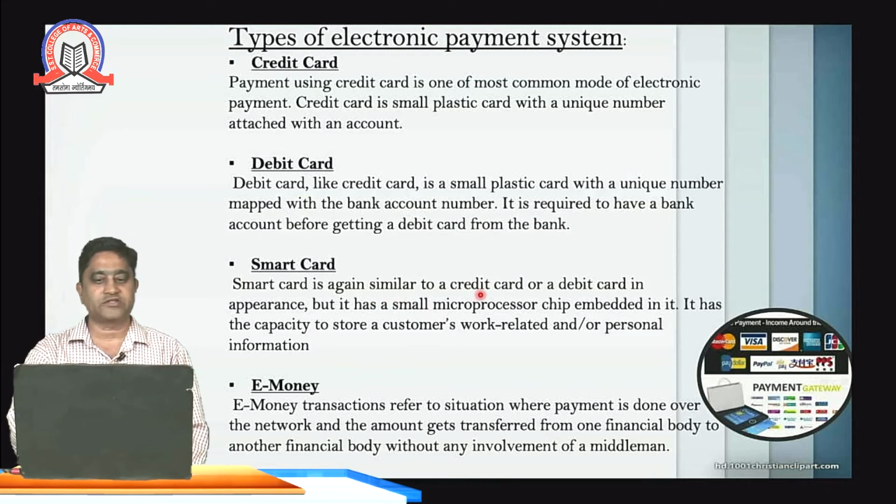A smart card is again similar to a credit card or a debit card in appearance, but it has a small microprocessor chip embedded in it. It has the capacity to store customer, work related or personal information, as we do through the Aadhaar card. E-money transaction refers to the situation where the payment is done over the network, or the amount gets transferred from one financial body to another without the involvement of a middleman. NPCI, that is the National Payments Corporation of India, has come out with different types of cards and different types of FASTag, where there is a paperless transaction when we pay the toll.